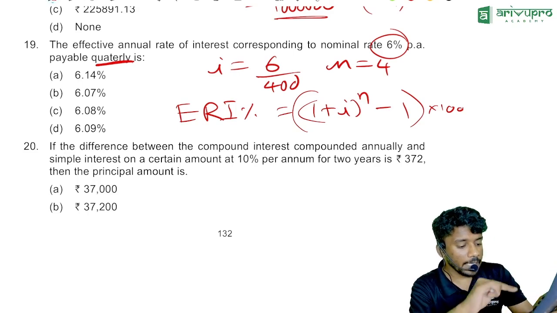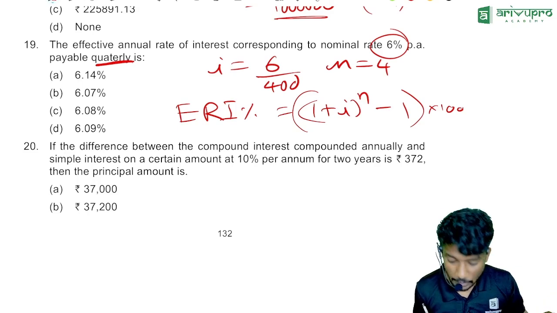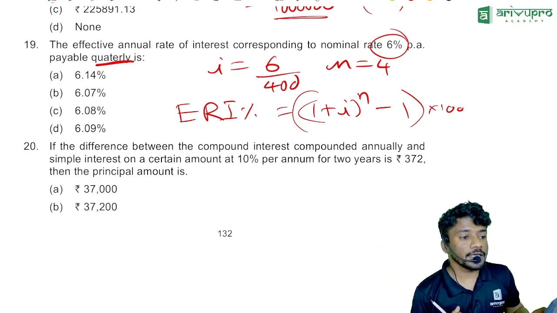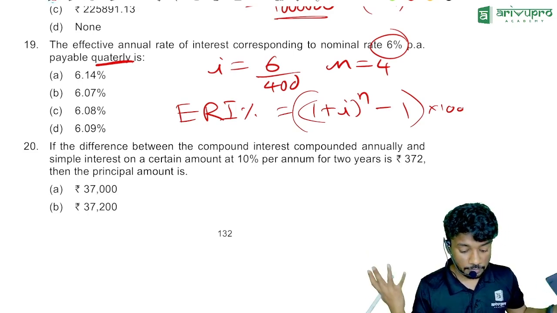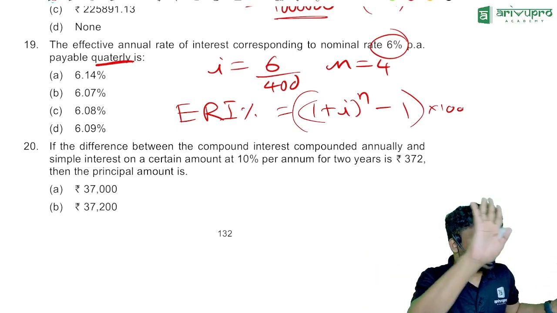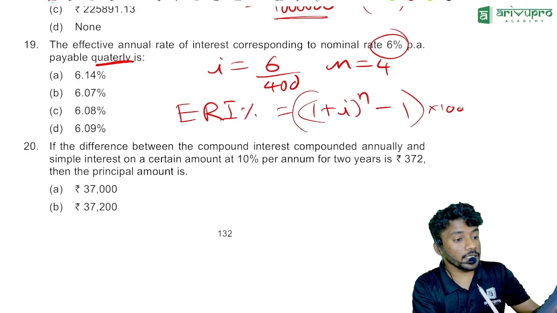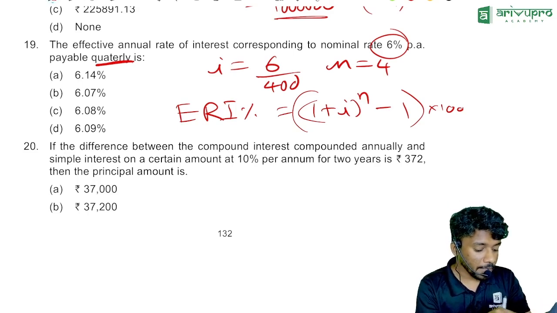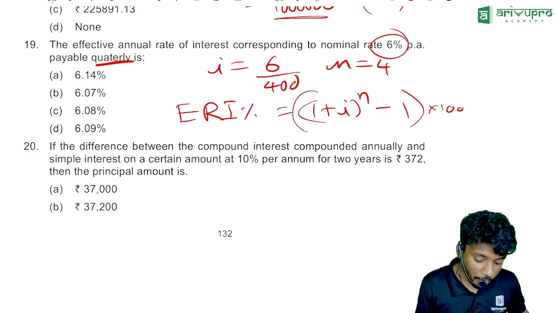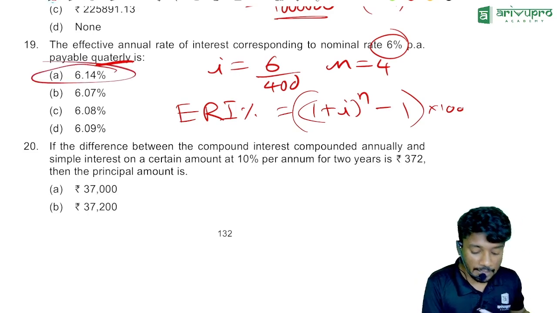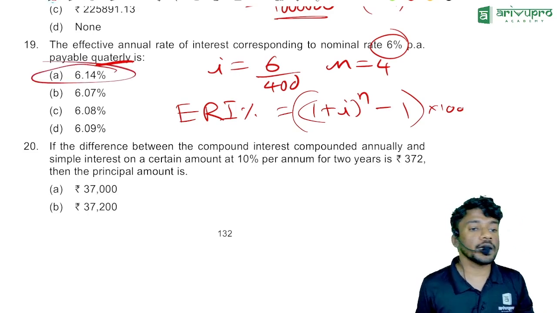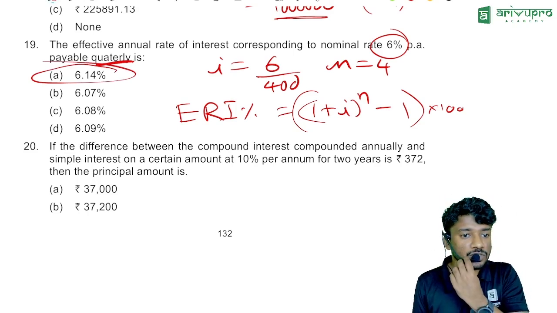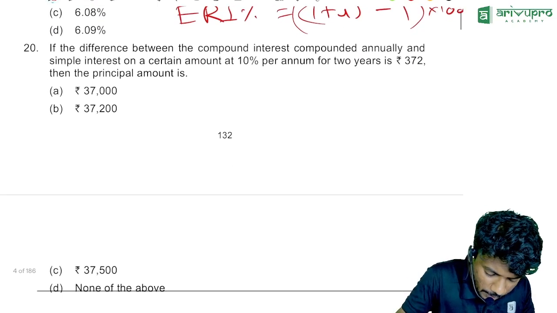Then add 1, plus 1 you will type. Then into equal to how many times? Into equal to 3 times. 1, 2, 3. Then minus 1. Then multiply it with 100. Answer is 6.136, approximately equal to option A, 6.14. Did you understand? Yes. Next question.